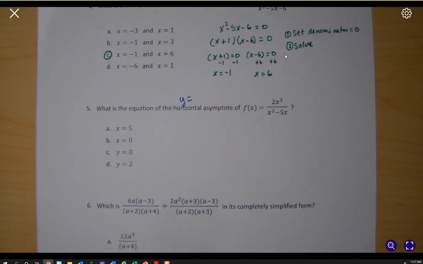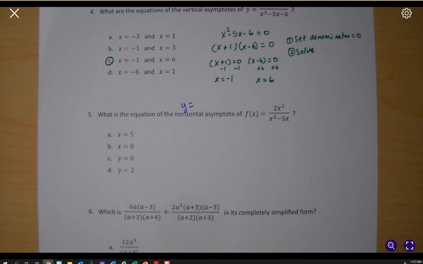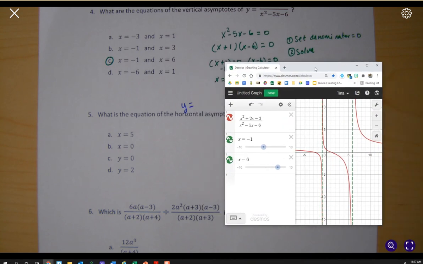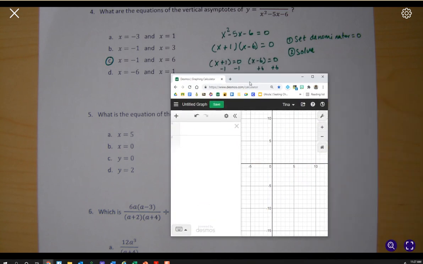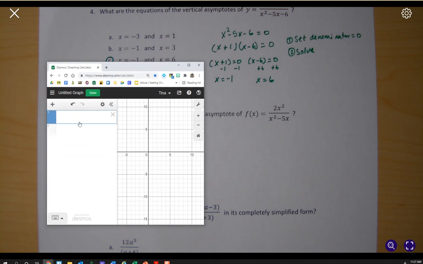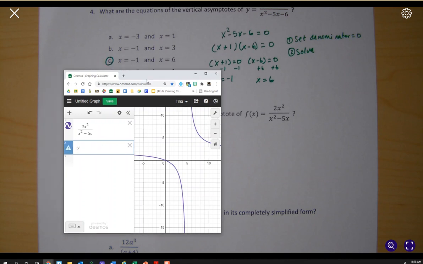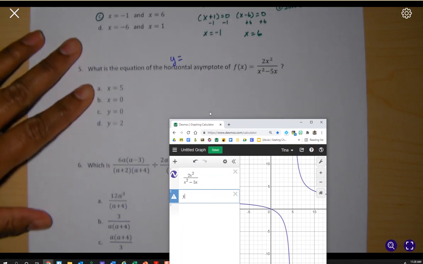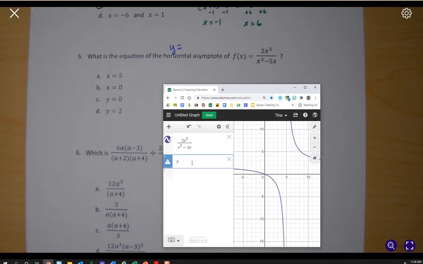Problem number 5. To find the horizontal asymptote, you're going to graph it. So let me take all this off. Let's graph this function: 2x squared over x squared minus 5x. So we're looking for the horizontal line. So for horizontal, it's always going to be y equals. It's always going to be y equals, and you want the line that goes in between here.